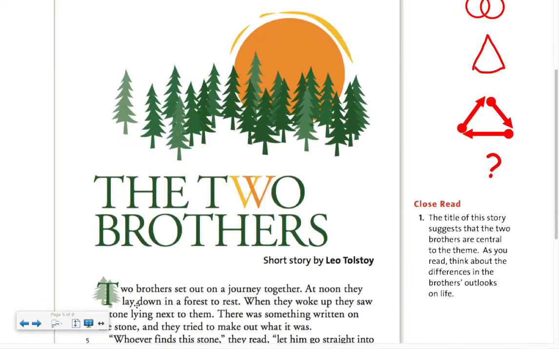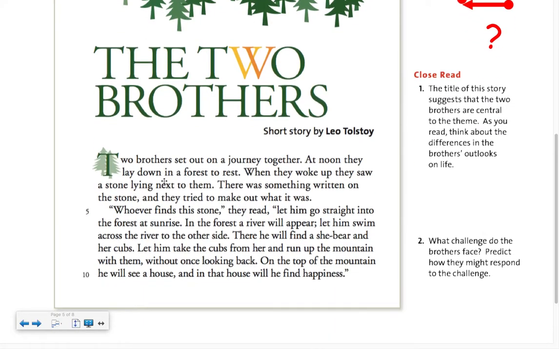All right, let's get started. The Two Brothers, short story by Leo Tolstoy. 2 brothers set out on a journey together. At noon, they lay down in a forest to rest. When they woke up, they saw a stone lying next to them. There was something written on the stone, and they tried to make out what it was.